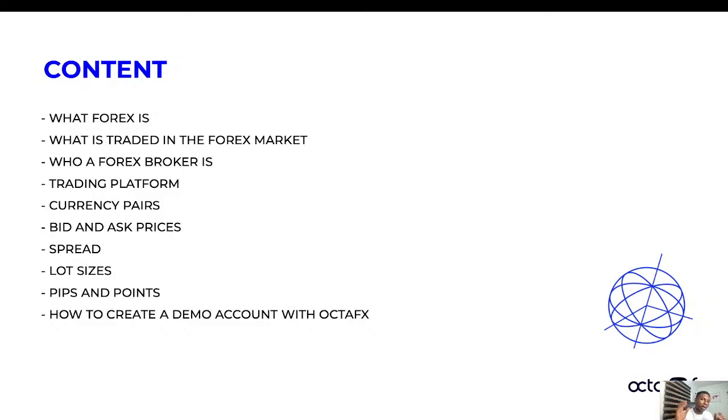Now, what is the content of our conversation today? I will be talking about what Forex is, what is traded in the Forex market, who is a Forex broker, the trading platforms, currency pairs, bid and ask price. We'll talk about spread, lot size, pips and points, and also how to create a demo account with OctaFX. Okay, I believe you are following.